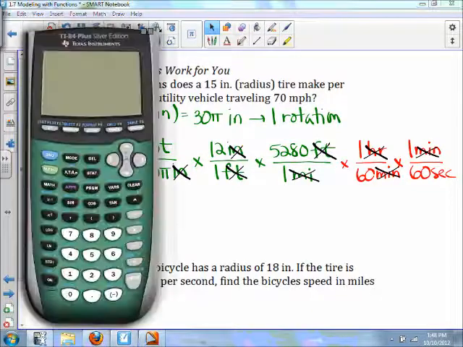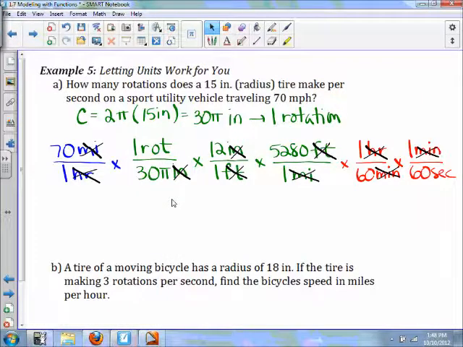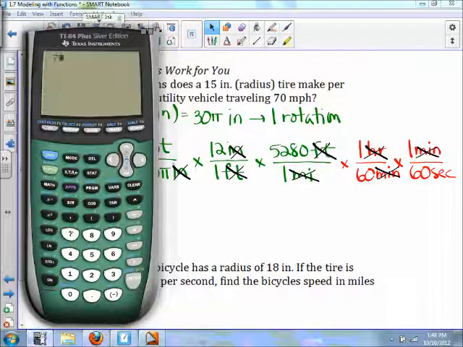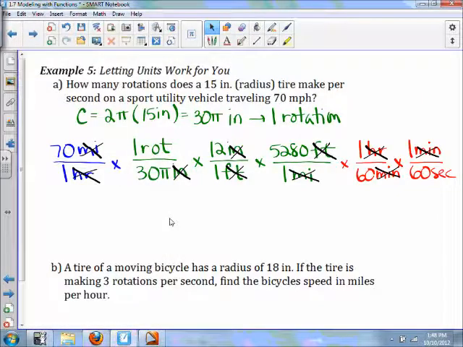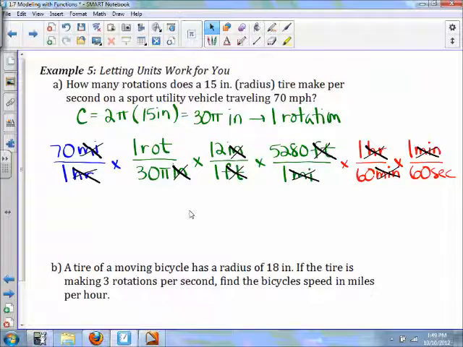So now all we need to do is just put it into our calculator. So that's 70 times 1 times 12 times 5,280 divided by 30 pi times 60 times 60. That will give us about 13.07 rotations per second.